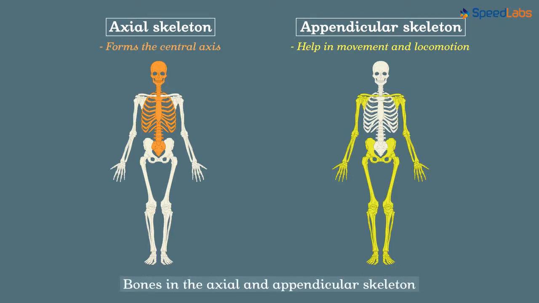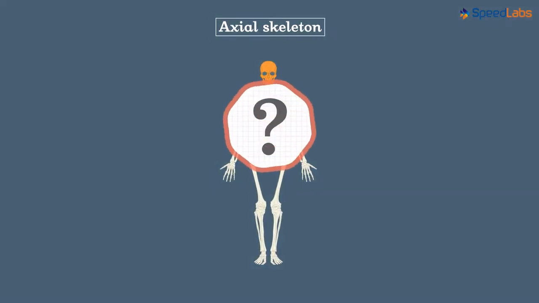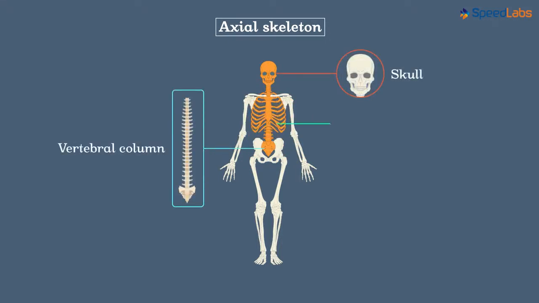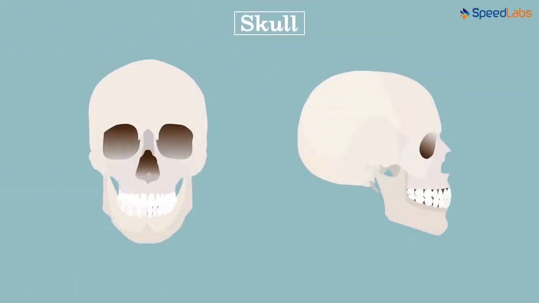To begin with, we take the axial skeleton first. What structures make up the axial skeleton? The skull, the vertebral column and the ribcage are the major structures framing the axial skeleton. Let's talk about the skull first.